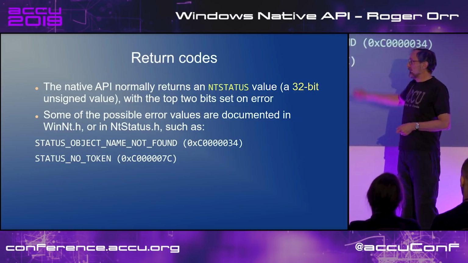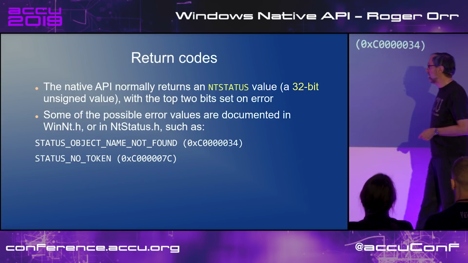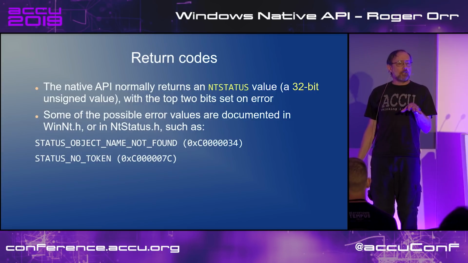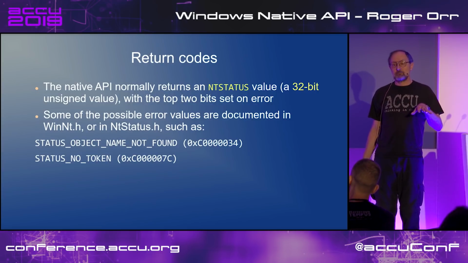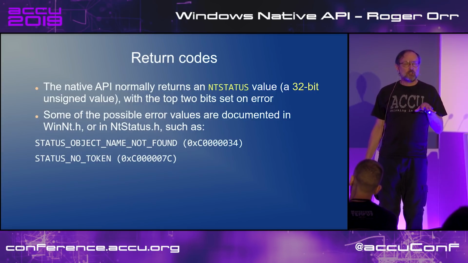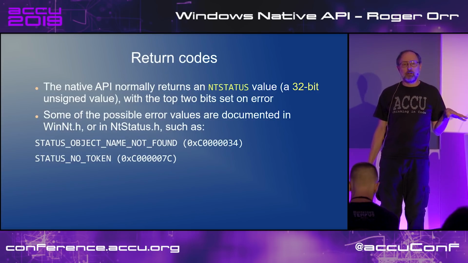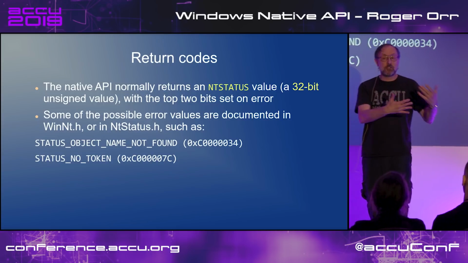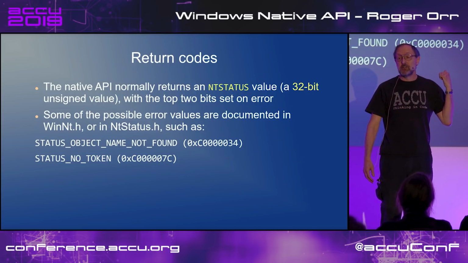And you've got things like STATUS_OBJECT_NOT_FOUND or STATUS_NO_TOKEN. You don't normally see these in Win32 programming. Well, you don't often see these in Win32 programming. How many people have ever seen an error code displayed, even from a Win32 API, that starts with C0?